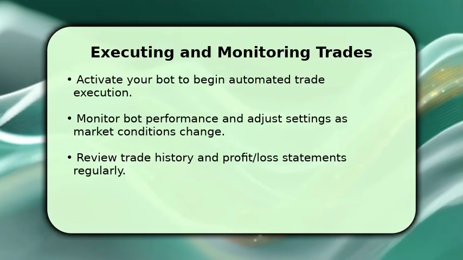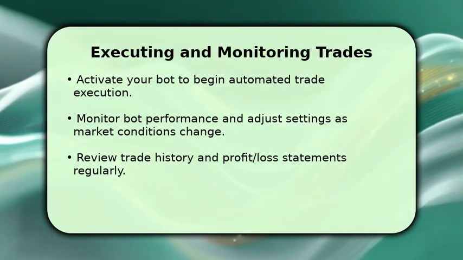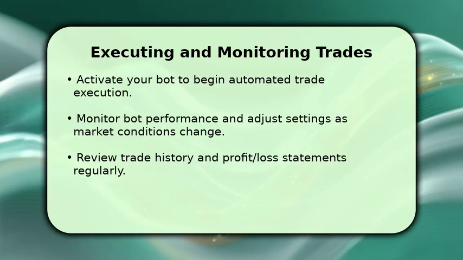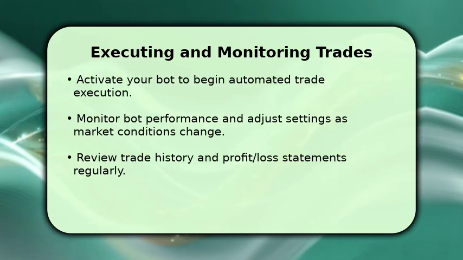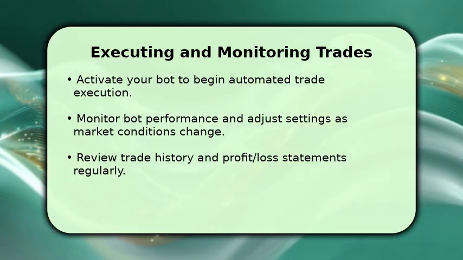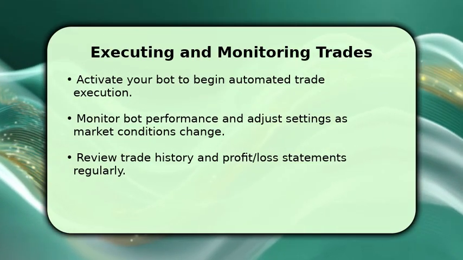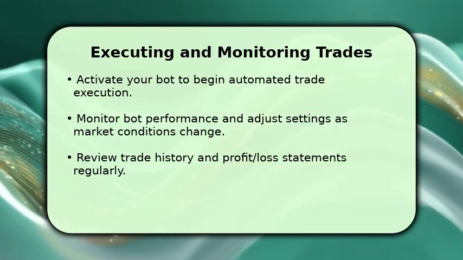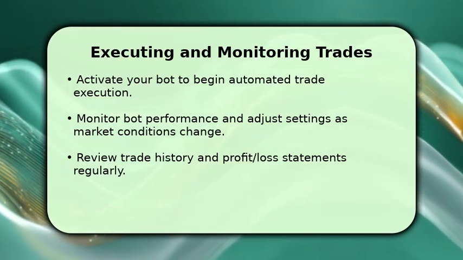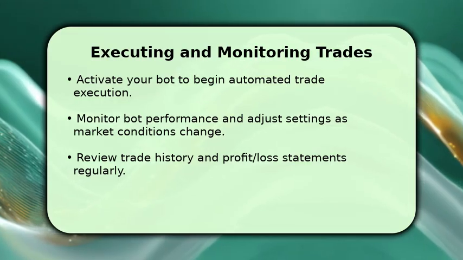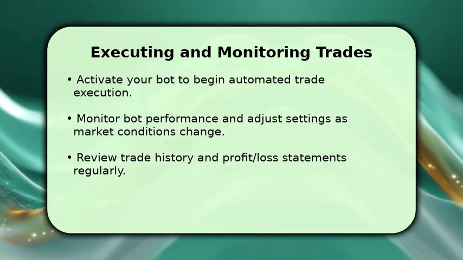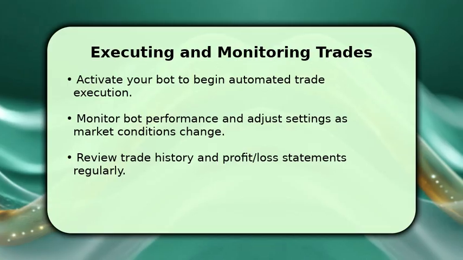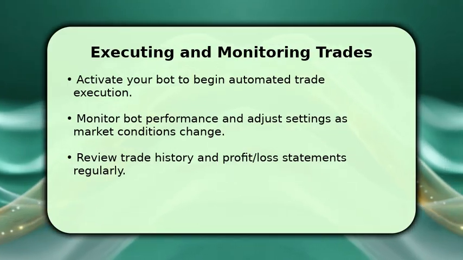With your strategy configured, activate the bot to start executing trades automatically. The bot will place buy and sell orders based on your predefined rules. You can monitor its activity directly through Telegram, receiving real-time notifications. Regularly check your bot's performance and be prepared to adjust your strategy if market conditions shift significantly. Understanding your bot's behavior is key to maximizing its effectiveness.